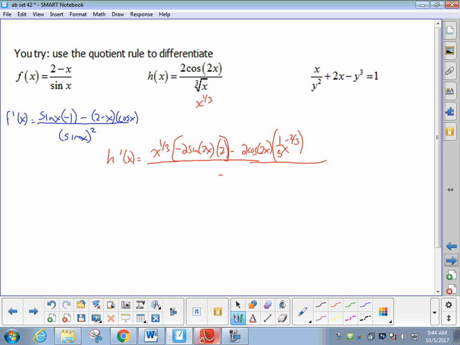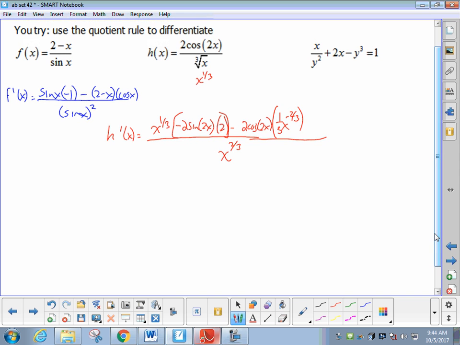And over the square of what's below, that's x to the 1/3 squared, x to the 2/3. All right, there we go. Moving on to the implicit. This is not too bad in first derivative, but in second derivative it gets pretty gross. I gotta tell you this. We'll just do first derivative today.